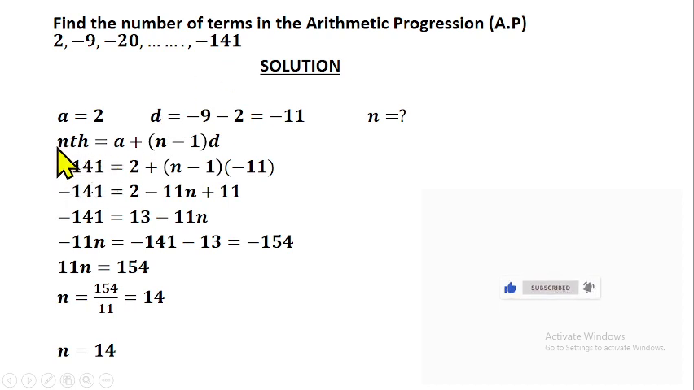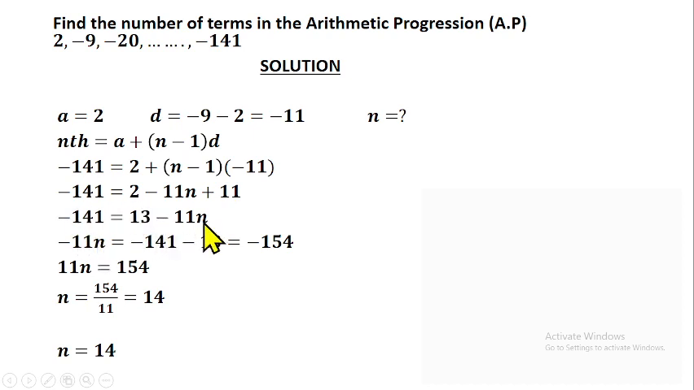So we replace it here: minus 141 equals our a, which is 2, plus n minus 1, close the bracket, into our common difference, which is minus 11. From there we can open the brackets. There you'll have 2, then minus 11 times n gives us minus 11n, and minus 11 times minus 1 gives us plus 11. Taking the like terms, we have 2 plus 11, that gives us 13 minus 11n.